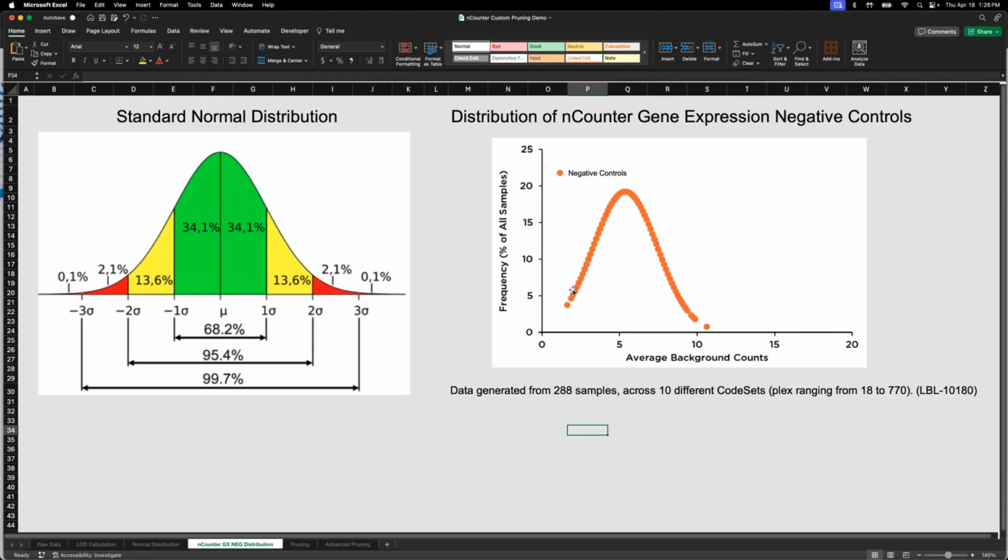Okay, so that's this long-winded explanation about the distribution of the negative controls. It's something very few people know about in my experience, so I wanted to share this information with the broader community because I think it is really important to know.